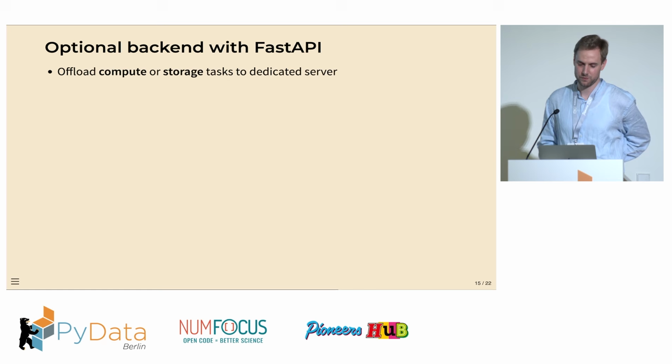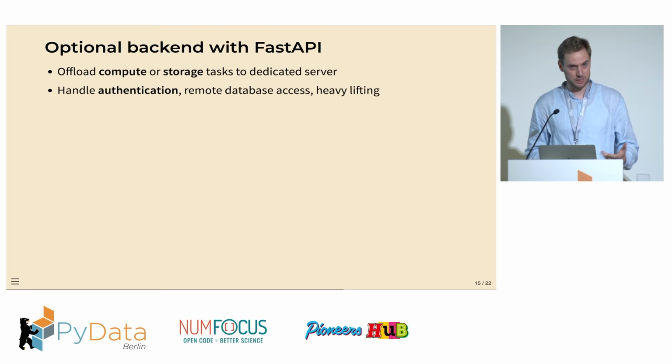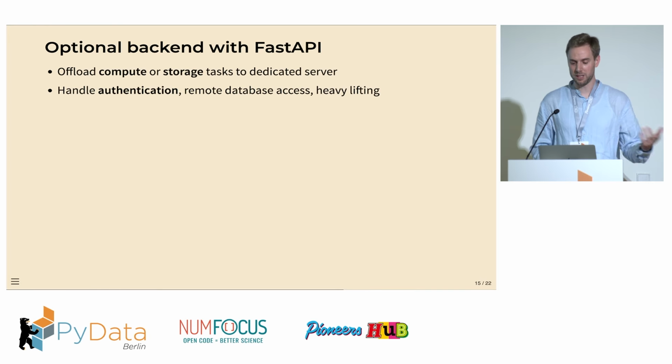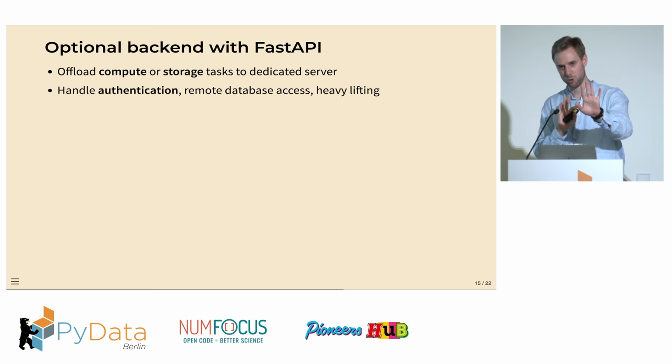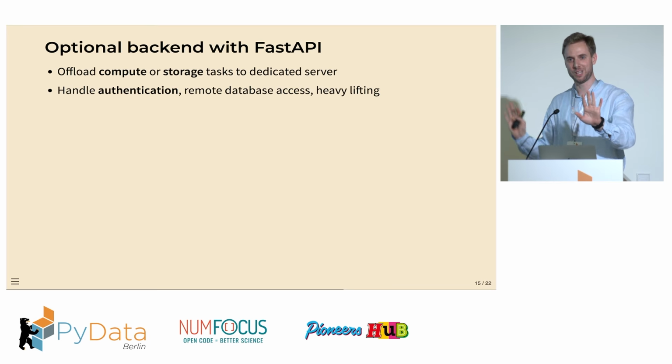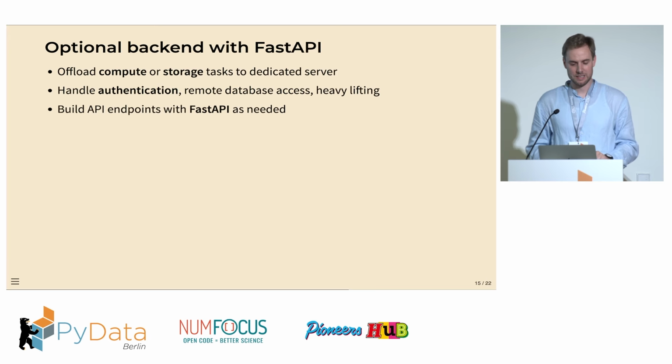through an API call. You can also handle authentication in FastAPI easily, and remote database access. So for instance, if you have a database, FastAPI can be the layer in front of the database. Usually it should be like that. Don't give direct access to a database, right? Or it could do some heavy lifting. Yeah, and then you just build the API endpoints with FastAPI.